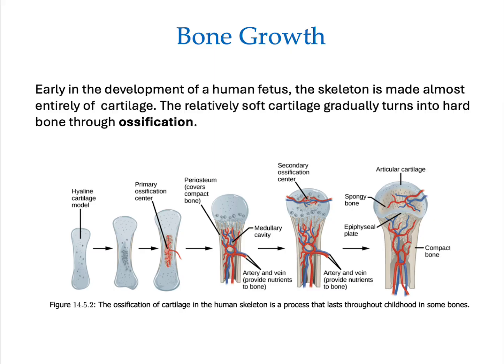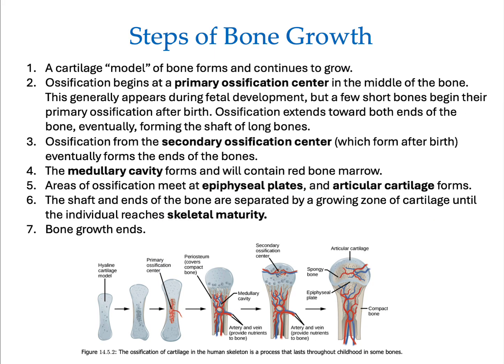So here's a step-by-step process that we'll talk about. Steps of bone growth. A cartilage model of bone forms and continues to grow. So a model would be like a basic shape, but is composed of cartilage. Ossification begins at a primary ossification center in the middle of the bone. This generally appears during fetal development, but a few short bones begin their primary ossification after birth.